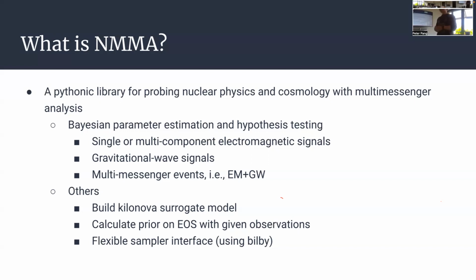But of course, the main goal is in the name: doing multi-messenger analysis, analyzing both electromagnetic and gravitational wave signals at the same time. There is also a lot more functionality to enable all this, like building kilonova surrogate models. You can also calculate the prior on the EOS from different observations, let's say from pulsars or lasers. And by following the Bilby interface, we are very flexible in terms of our sampler. You can choose whatever sampler you want to use.